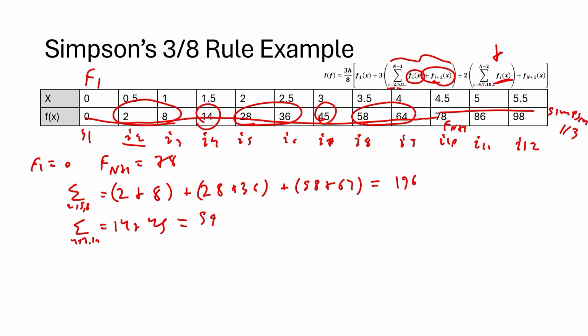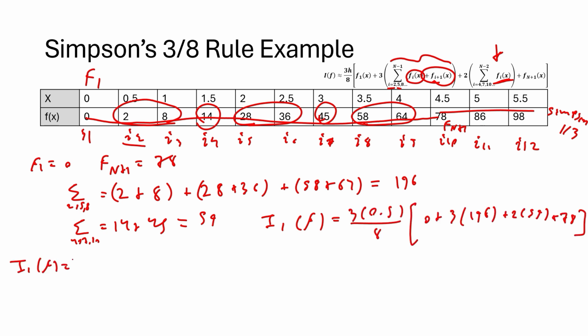Now let's plug that into the Simpson's 3/8 equation. Now label that as I1 because we're going to do a Simpson's 1/3 here as well. Plug that in the calculator, and we should expect to see 147.